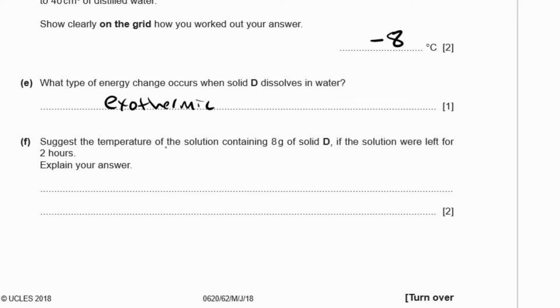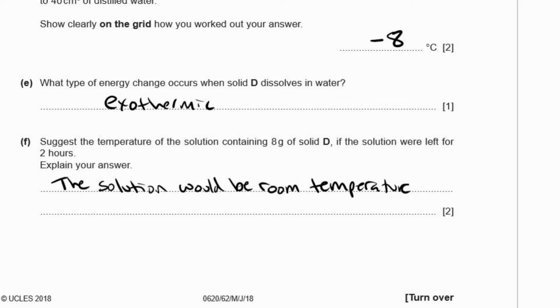F. Suggest the temperature of the solution containing 8 grams of solid D if the solution were left for 2 hours, and explain your answer. Well, keep in mind the original time for this experiment was being measured after 1 minute. After 1 minute, you get a small temperature change. Maximum you've had in this experiment was 11 degrees. After 2 hours, all of that heat will have escaped into the surroundings and it will be back to room temperature. So the solution would be room temperature.